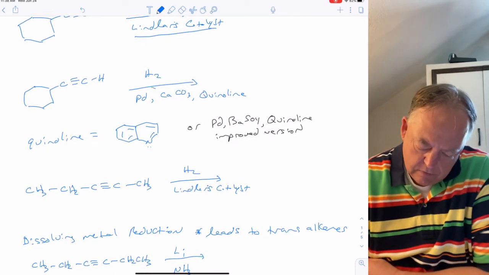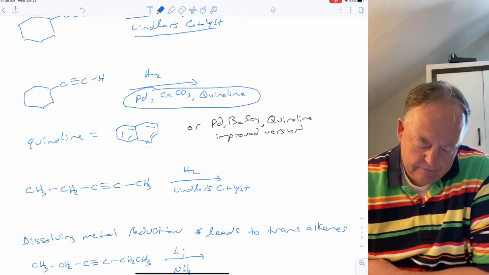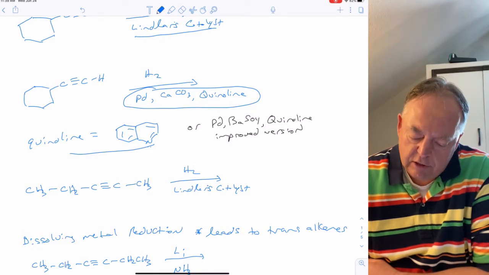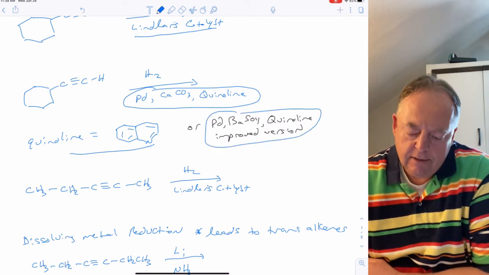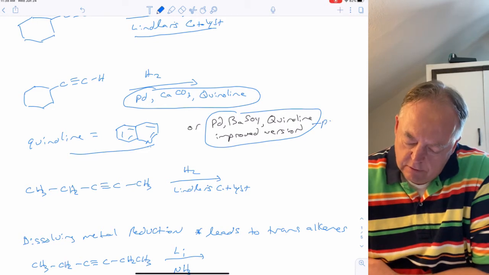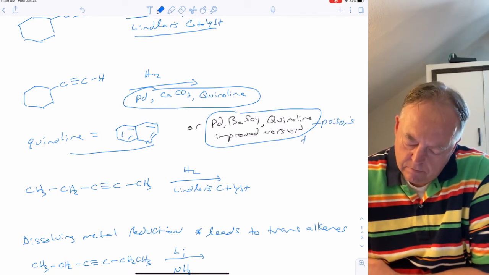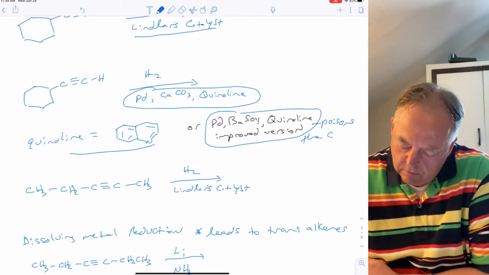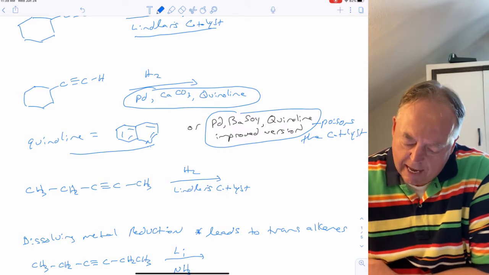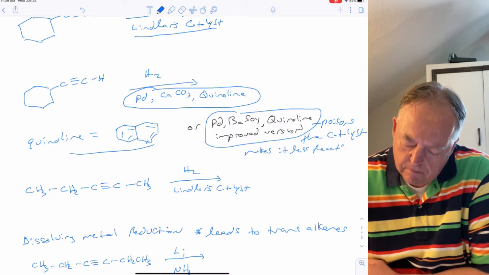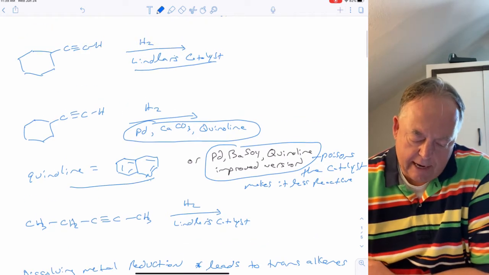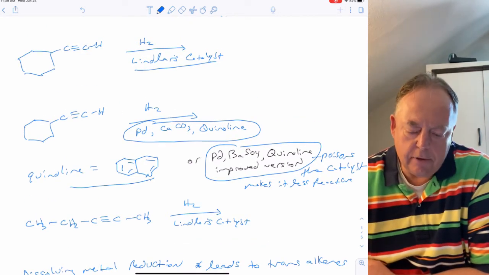It's palladium, calcium carbonate, and quinoline. So this is what quinoline looks like. Or the more modern recipe, the improved version, is palladium, barium sulfate, and quinoline. So basically what this does is it poisons the catalyst, and that makes it less reactive. So this will allow you to reduce the alkyne to the alkene, and it will stop there.